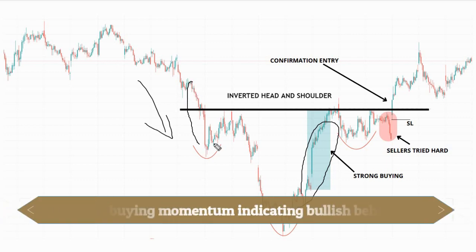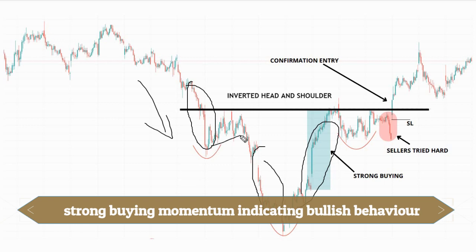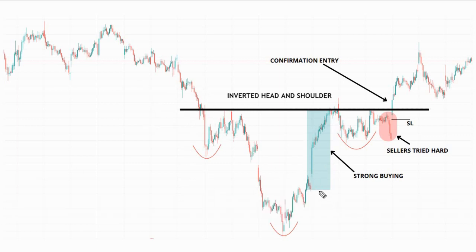See the selling pressure, strong selling pressure, and the buying pressure was very weak. Okay, but now for the first time we saw a strong buying momentum in this downtrend, which is an indication that bulls are now very aggressive in the markets. Okay, and then we saw a higher low formation.